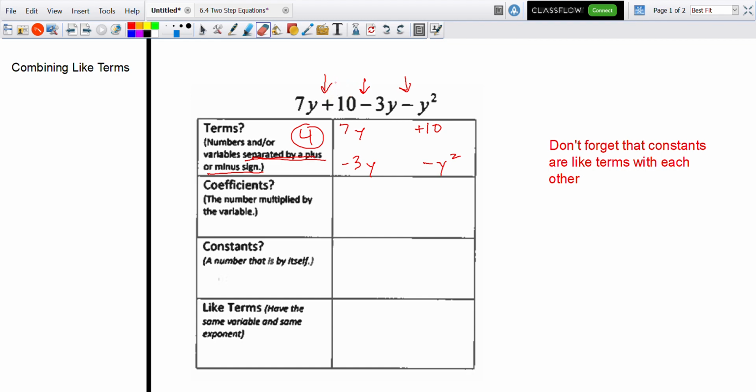So how many coefficients are there? Coefficients are those numbers that are multiplying with a variable. In this case, there are 3 coefficients. You have the 7, that's with that y in the first term. You have the negative 3, that's paired with the y in our third term. And our last coefficient is actually our negative 1 there. There's a negative 1 y squared.